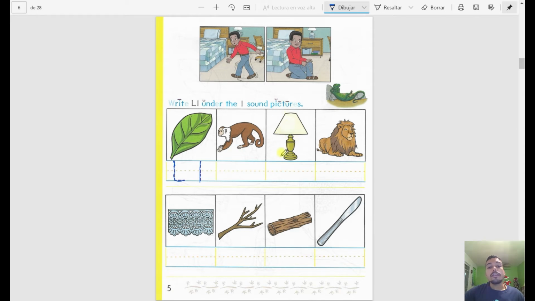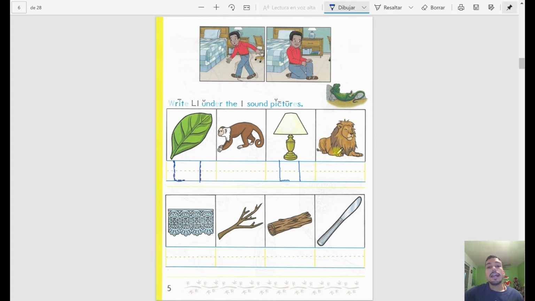This one is a lamp. Esto es una lámpara, que es en inglés, lamp. Lamp, and lamp has the sound L. Lamp, it has the sound. Yes, very good. Lamp has the sound L. So we have to write the letter L under the lamp. Okay, tenemos que escribirla así porque si tiene el sonido. Muy bien.